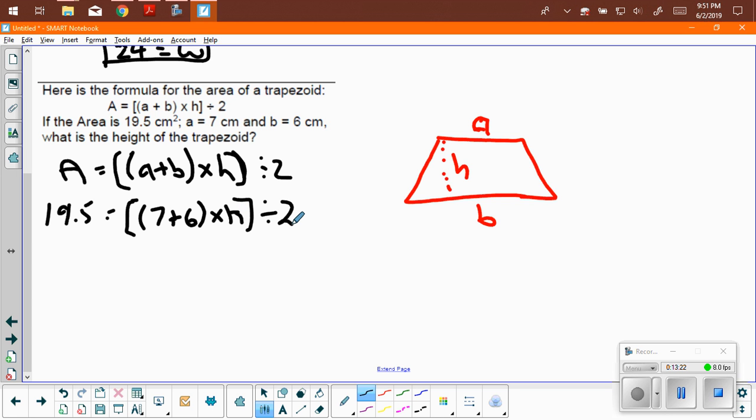Let's do some tidying up. So 7 plus 6 is 13. So 13 times H, divided by 2. Okay, let's start solving this equation now.